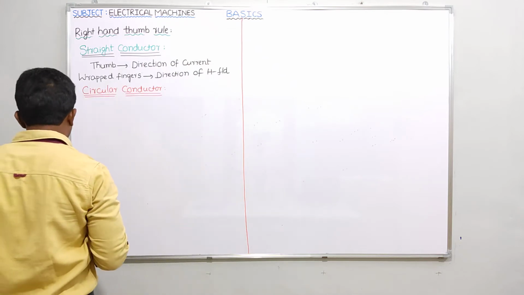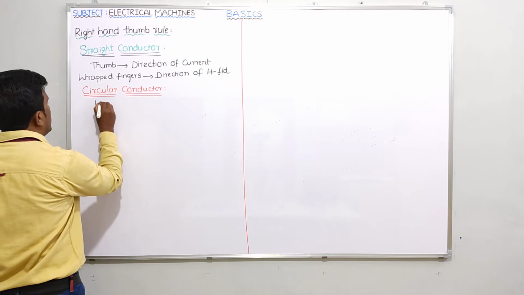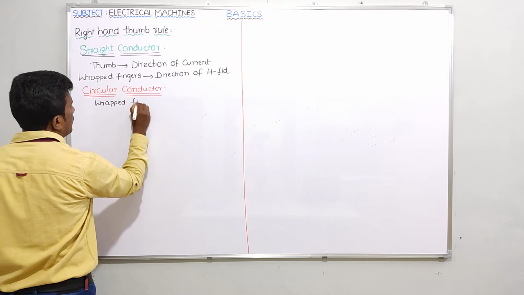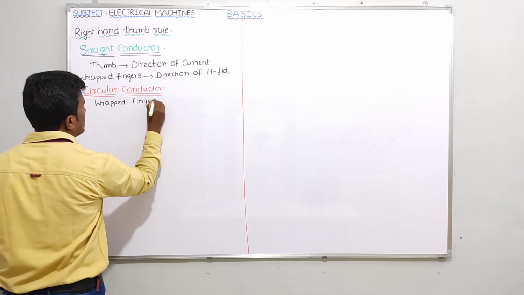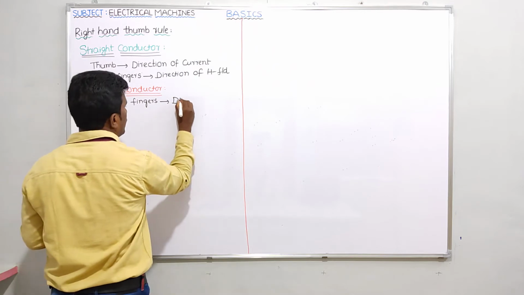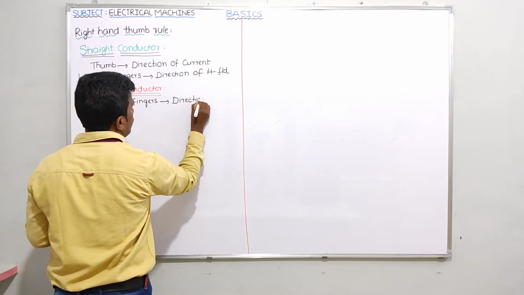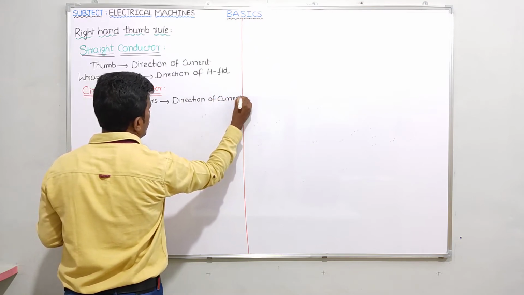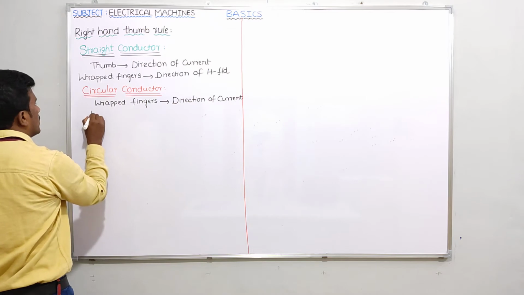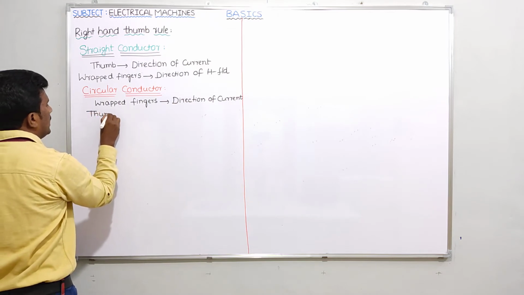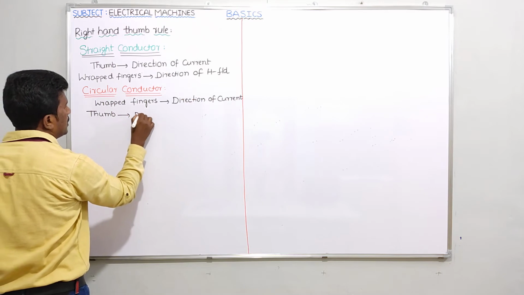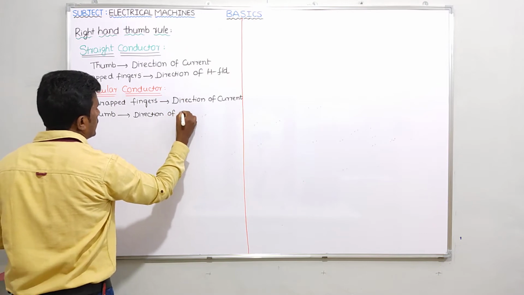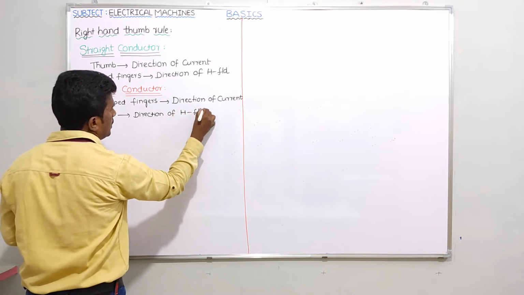So let me write here. Wrapped fingers indicate direction of current. Now what about thumb? Thumb indicates direction of magnetic field. Is it clear?